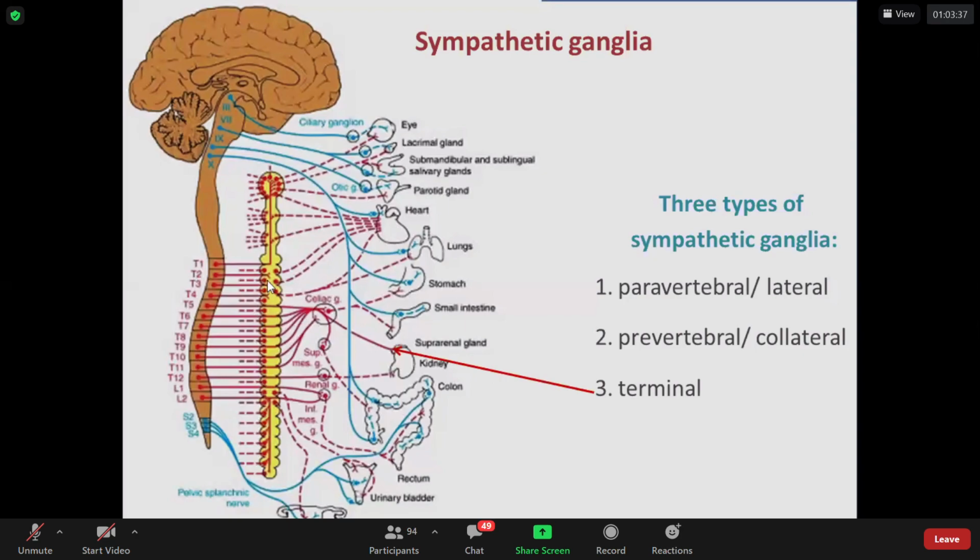And the fourth fate is that they never end up in the lateral ganglia, nor in the collateral ganglia. They go straight to the suprarenal gland and the adrenal medullary cells. These are called the terminal ganglion, where they directly stimulate the adrenal medullary cells to release epinephrine and norepinephrine, which is taken up by the blood and acts directly. So that is called the fourth fate of the preganglionic fibers of the sympathetic nervous system.